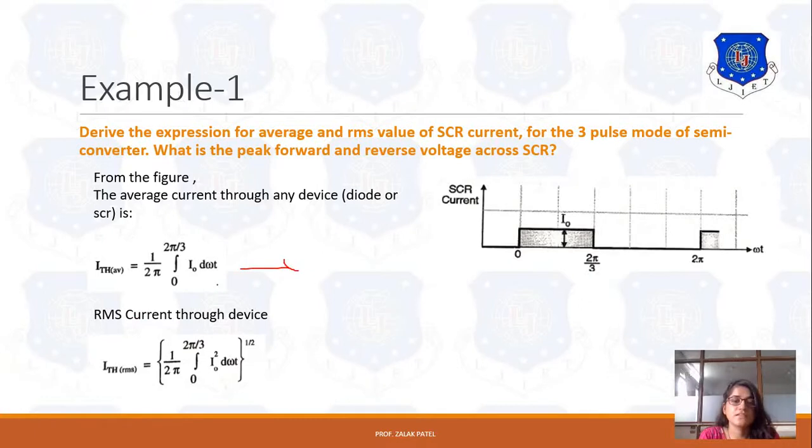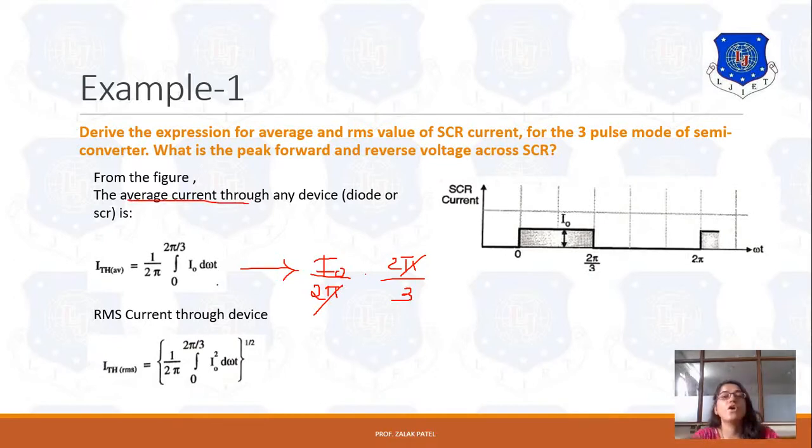If we integrate this term, 1 upon 2 pi remains as it is. The integration is from 0 to 2 pi by 3, and here I0 is constant, so we write I0 upon 2 pi. The integration of 1 is omega t with limit 0 to 2 pi by 3, so it is multiplied by 2 pi by 3. Then 2 pi and 2 pi cancel out and the remaining term is I0 by 3. So the average current is nothing but I0 by 3.